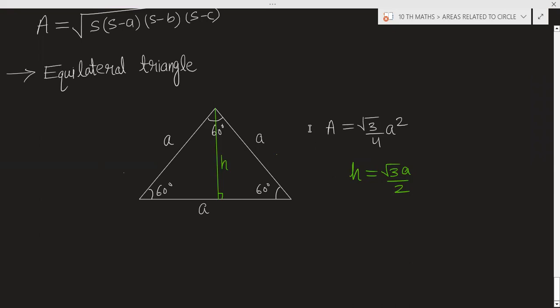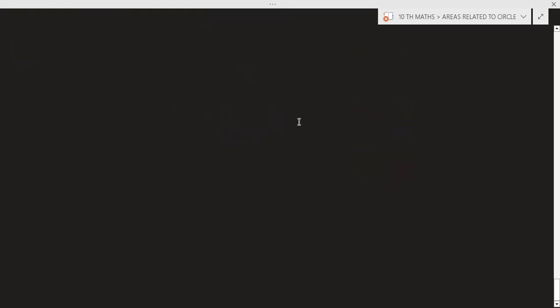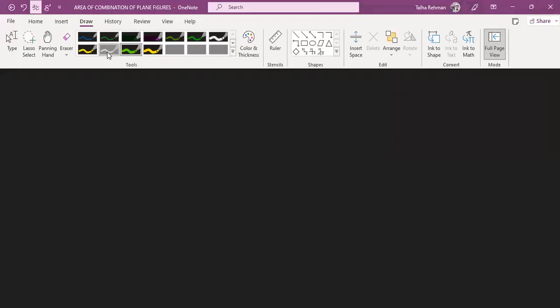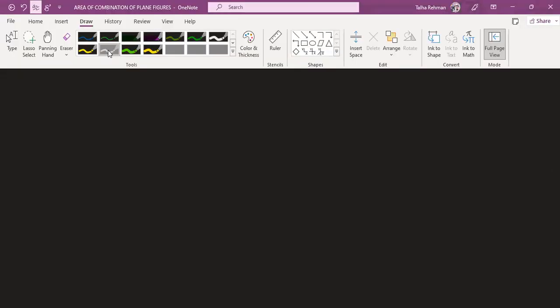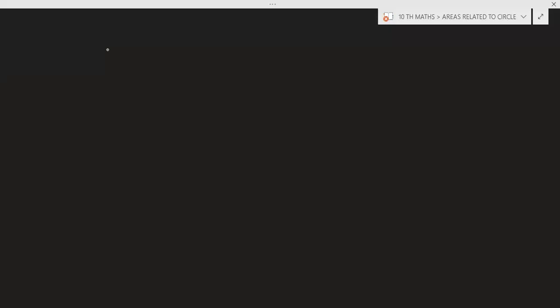Now after that we have the quadrilaterals. In quadrilaterals we know the area of a square, we know from 8th class, side square. We know the area of a rectangle, length into breadth. So I will not talk about the square and rectangle because you already know. We will discuss area of trapezium, area of parallelogram, and area of rhombus.